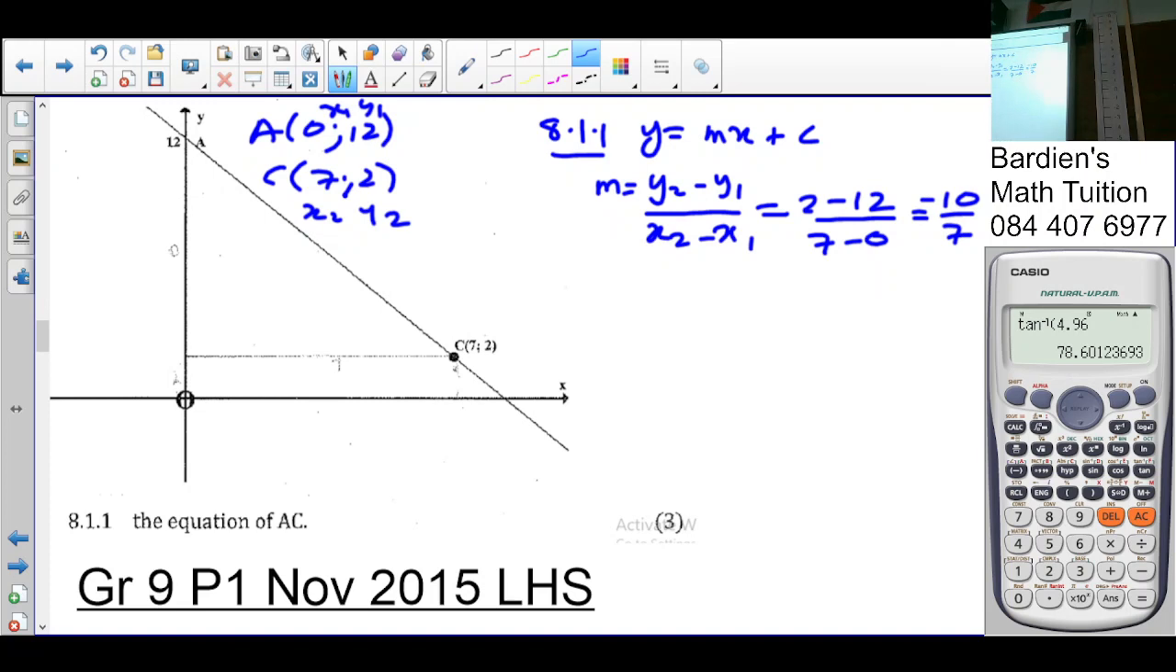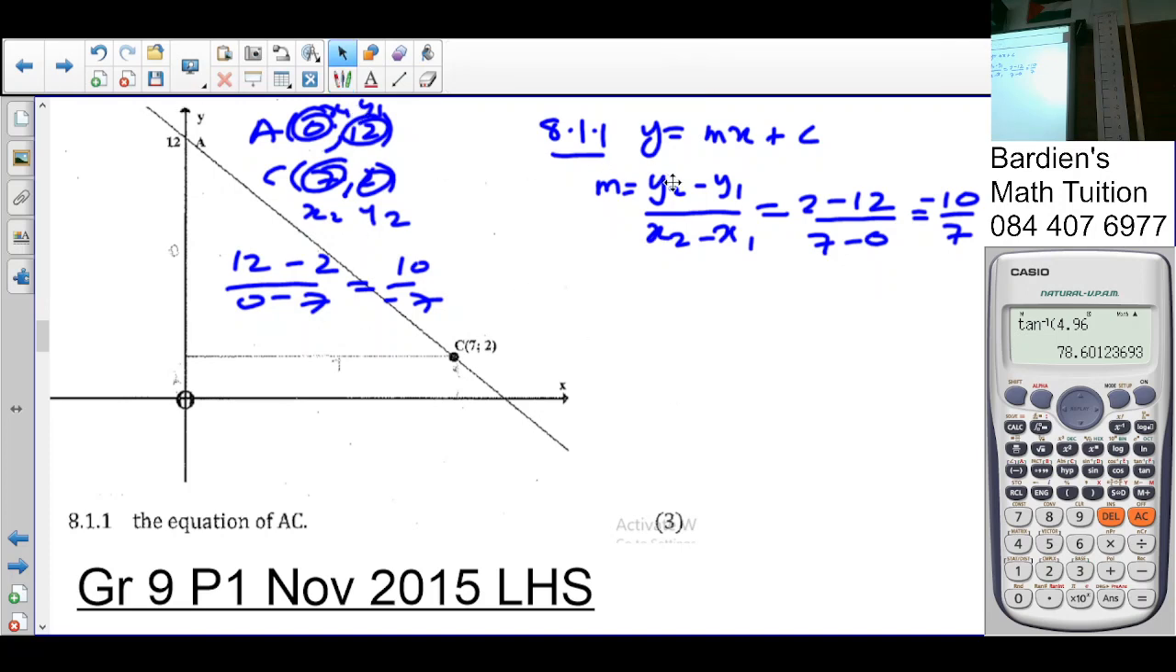Did you all see that? Yes? What if we still got negative 10 over 7 and say 12 minus 2? Yeah, that's also something to know. If you made that x2 and that y2 and x1, y1, then it would have been 12 minus 2 over 0 minus 7, which is going to be 10 over minus 7, which is the same. Okay, as long as you're using it properly, you're going to get the full mark. Yes, Michael?